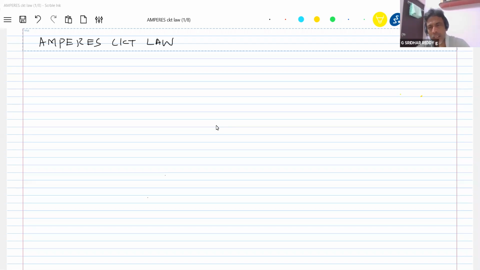Electrostatics. Like we had, on one side, Coulomb's law, then we brought Gauss's law. No? What is the advantage of Gauss's law?